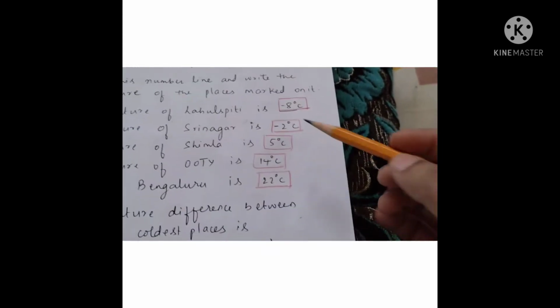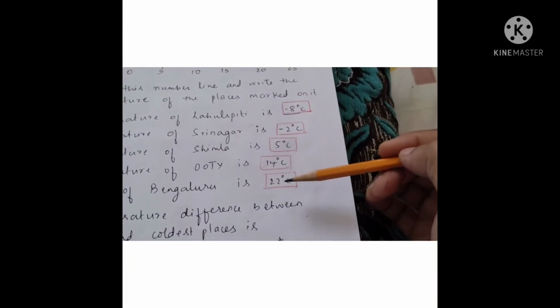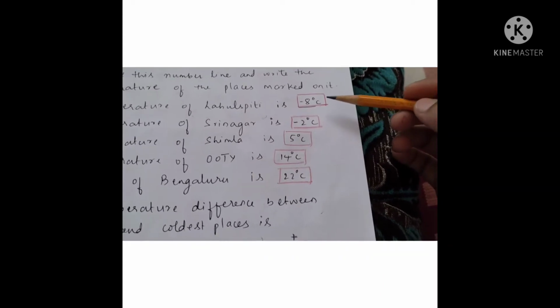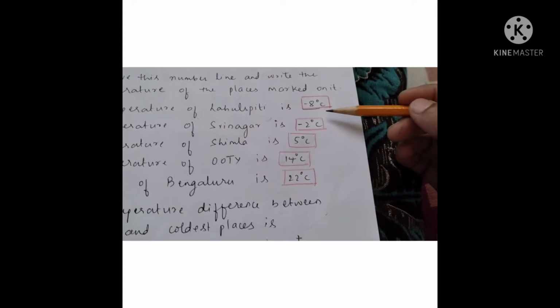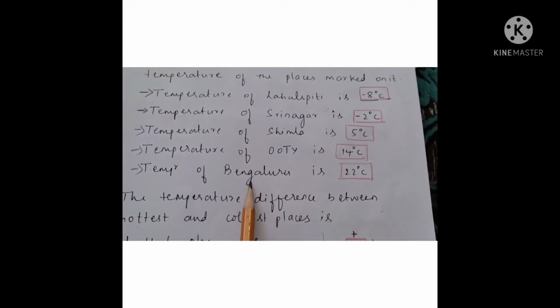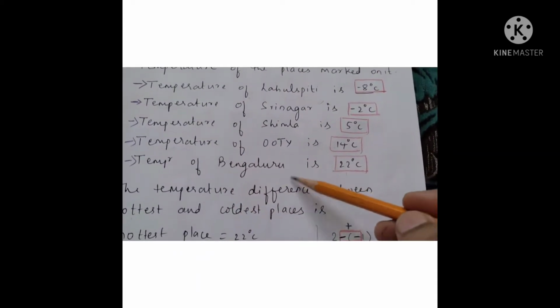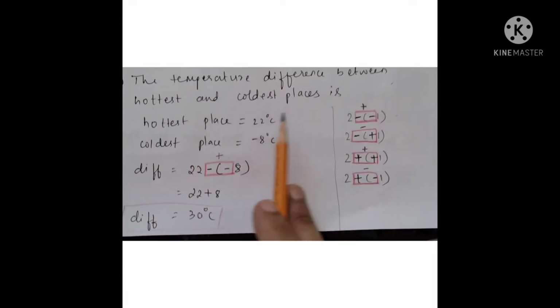So let's find out which is the hottest place. Let me refer to this. Hottest place will have the highest degree temperature. Coldest place will have the lowest degree temperature. Which place has the highest number? That is regarded as the place which is hottest. So which is hottest here? 22 is the greatest number here. So 22 degrees centigrade is for the place Bangalore. So I will write hottest place is equal to 22 degrees centigrade.